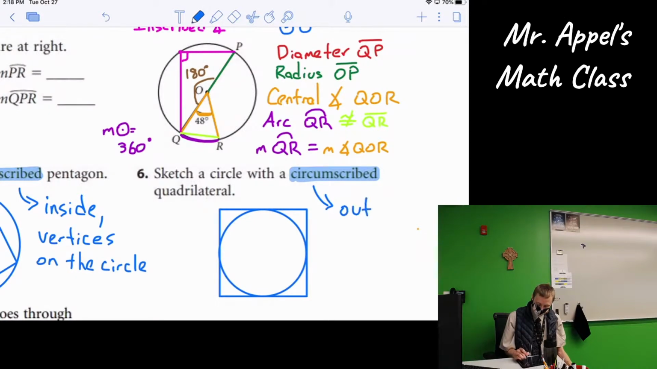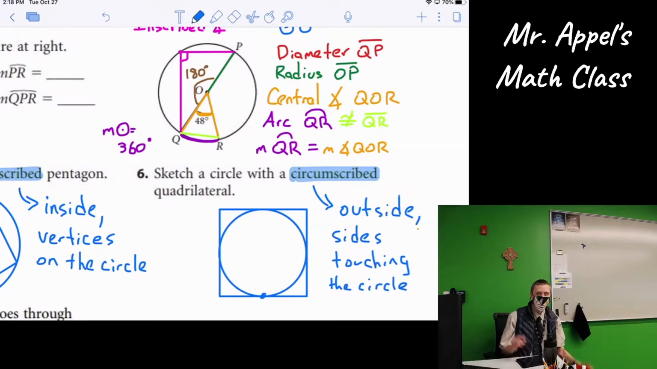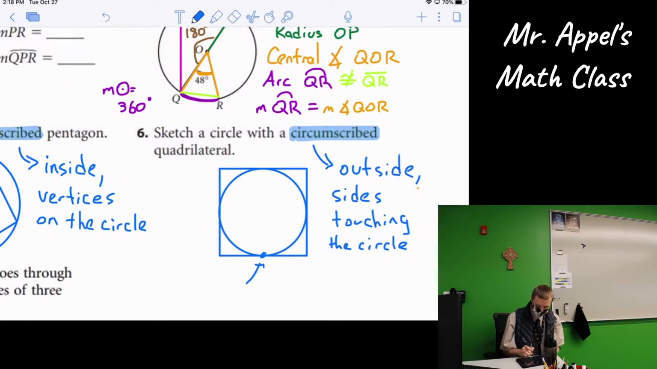So a circumscribed quadrilateral will be outside with the sides touching the circle. Right? And that point right there, where it touches just that one single exact spot, we would call that a point of tangency, or a tangent point, a tangent line. That's where the term tangent means to touch. And it just goes boop at that one spot.